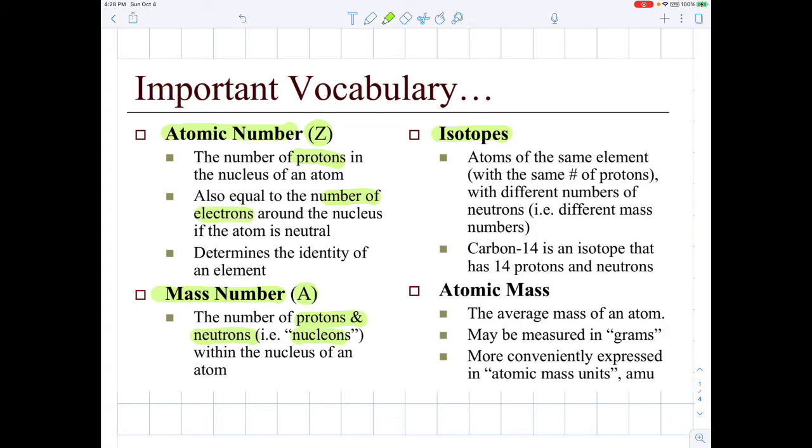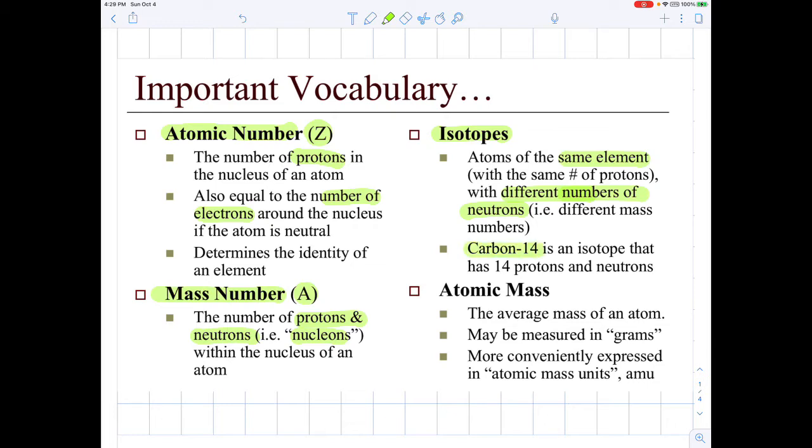Next comes the definition of isotopes. Every single atom of hydrogen has 1 proton. That's what makes it hydrogen. Its atomic number was 1. But different atoms of hydrogen could have different numbers of neutrons. They could have different mass numbers. So isotopes are atoms of the same element. Now you could also say atoms with the same number of protons. That would mean the same thing. That have different numbers of neutrons. Alternatively, you could say they have different mass numbers.